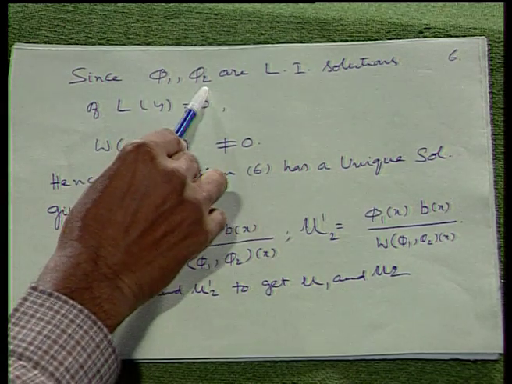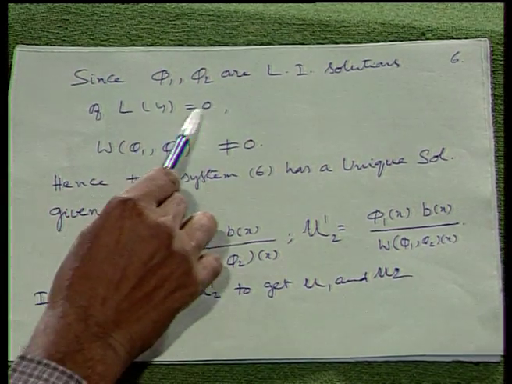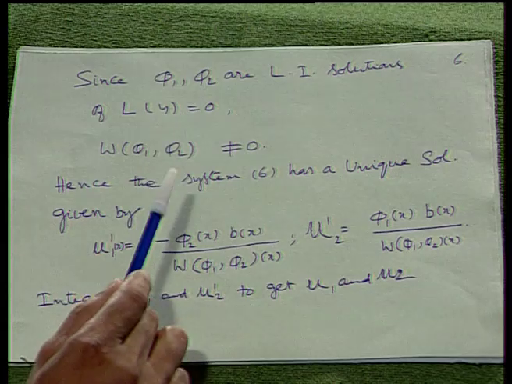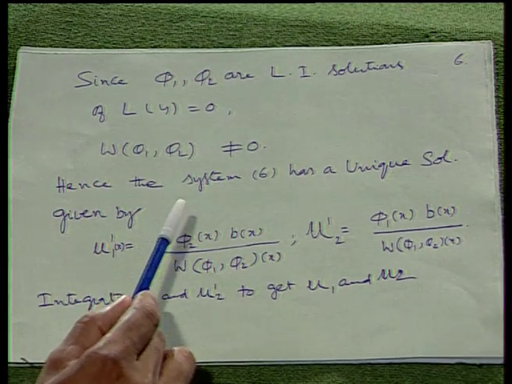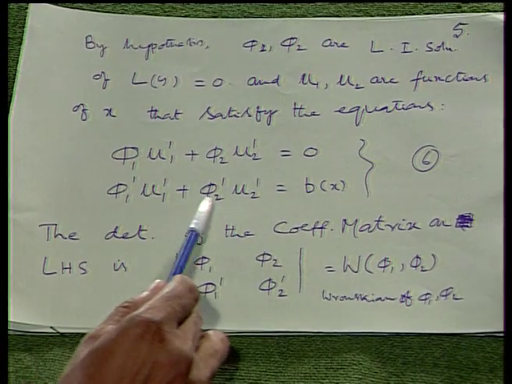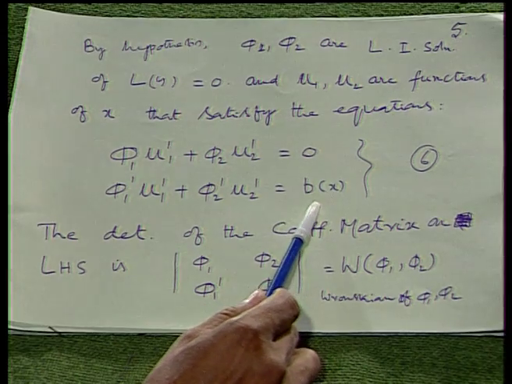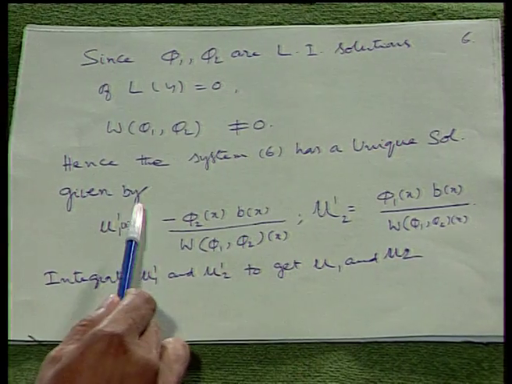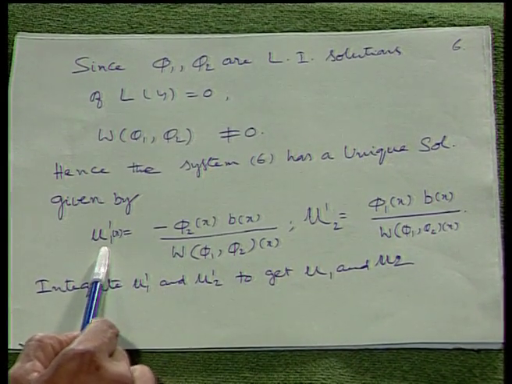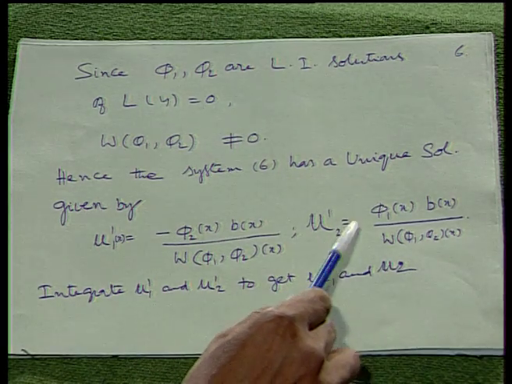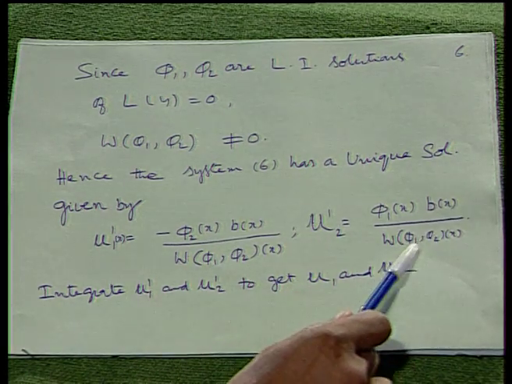Because phi 1, phi 2 are linearly independent solutions of L y equal to 0, you know that the Wronskian of such solutions will never become 0. Hence, the system 6, that is phi 1 u 1 dash plus phi 2 u 2 dash is equal to 0, phi 1 dash u 1 dash plus phi 2 dash u 2 dash is equal to b x, will have a unique solution, and the solutions are given by u 1 dash is equal to minus phi 2 x b x by W of phi 1 phi 2 x, u 2 dash is equal to phi 1 b x by W of phi 1 phi 2.